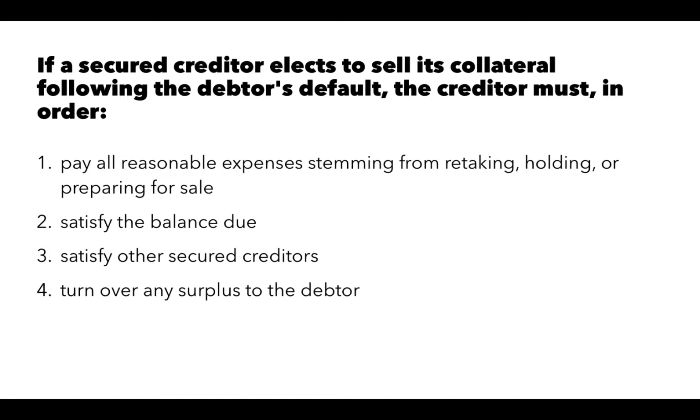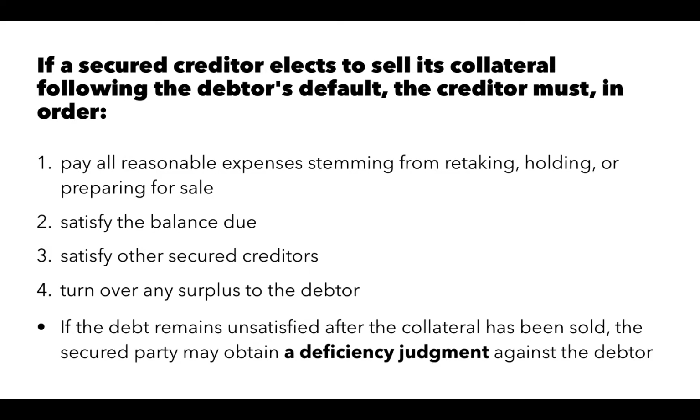Now, if the debt remains unsatisfied after the collateral has been sold, meaning there wasn't enough money that came out of the sale to pay off the balance due, the secured party can then sue the debtor to obtain a deficiency judgment. And a deficiency judgment is the amount that is remaining after the retained collateral has sold. So anything left over of the outstanding debt I can collect by seeking a deficiency judgment.